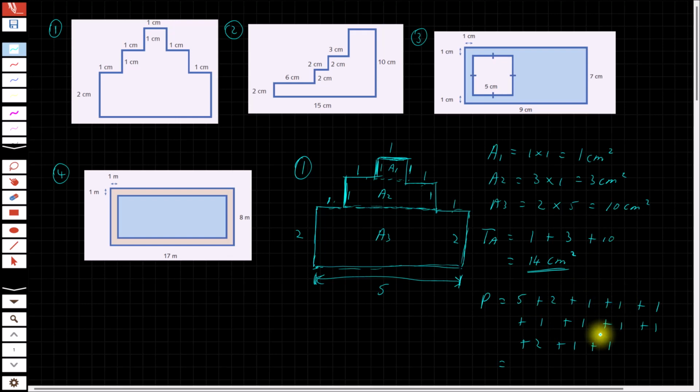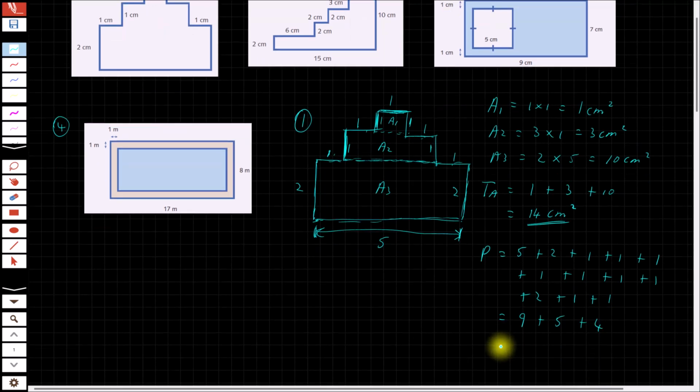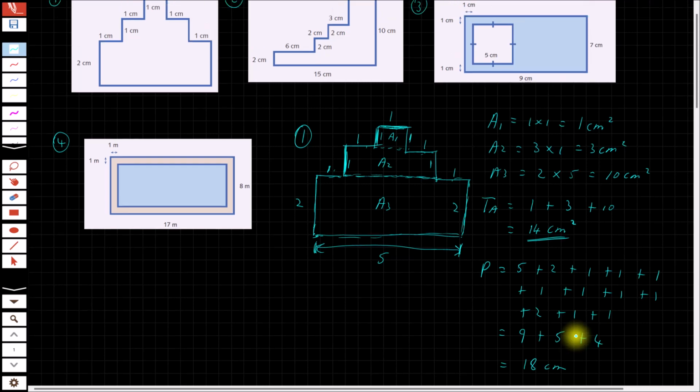Let's count the ones up first. So 1, 2, 3, 4, 5, 6, 7, 8, 9. So that's 9 plus 5. And the 2 2s, add them together. So that's 4. So this is 14, 18 centimeters. Okay, so that's that one out of the way. Let's rub this out and do the next one.